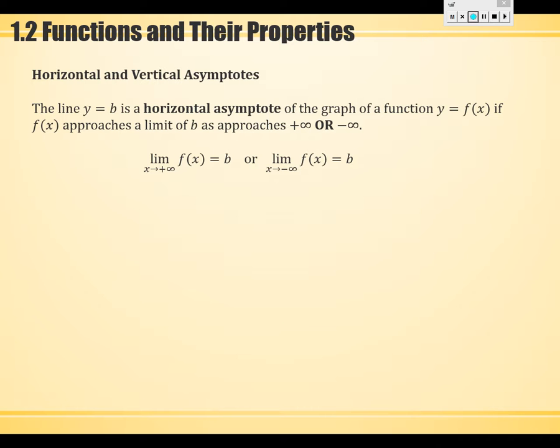Let's emphasize this piece, because I think you definitely, from an intuitive standpoint, know what a horizontal asymptote is. But I want to make sure you're comfortable with this notation as well, because for many of you, this is probably the first time you've ever seen it. The way you read this out loud is: the limit as x approaches positive infinity of f of x equals b. So I'll say it again. The limit as x approaches positive infinity of f of x equals b.